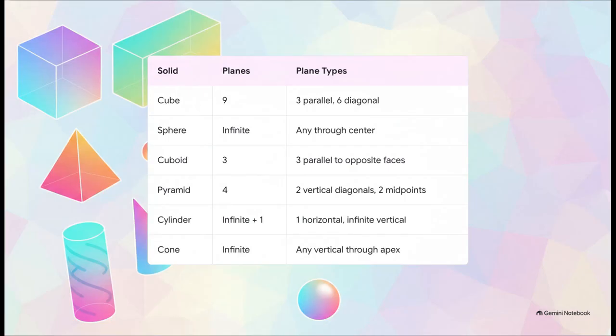All right, this breakdown brings all our steps and shapes perfectly together into one cheat sheet. We've got our cube at 9, our rectangular prism at 3, our square pyramid at 4, our cylinder at infinite plus 1, and our cone and sphere sitting at infinite. You'll definitely want to pause this explainer right now and snap a picture of this. It's the ultimate study guide.